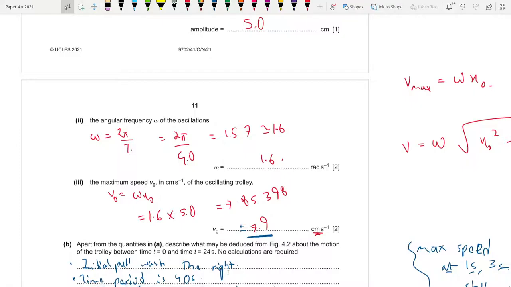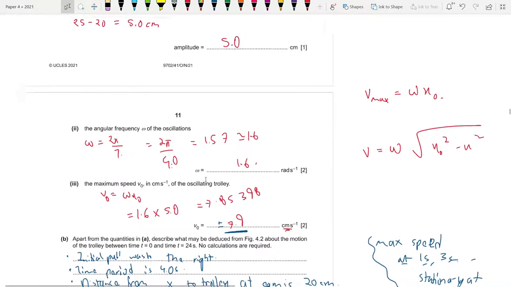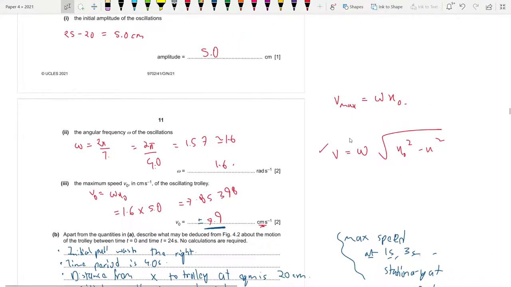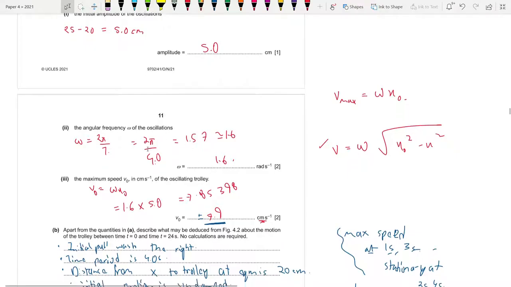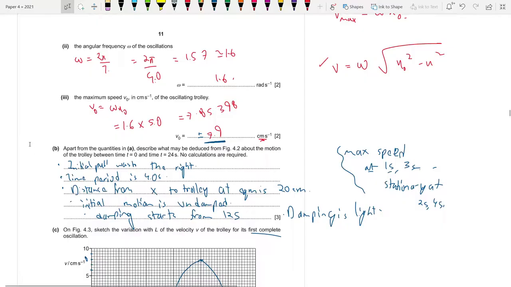The formula for maximum speed is V naught is equal to omega x naught, where x naught is the amplitude of vibration. So 1.6 into 5.0 in centimeter per second, right? So we're getting a value of 7.9. By the way, you need to use your calculator answer, okay? Remember that. And if you're wondering what is the value of speed only, that's just V is equal to omega root over x naught square minus x square, okay? Where x is the displacement at any point.